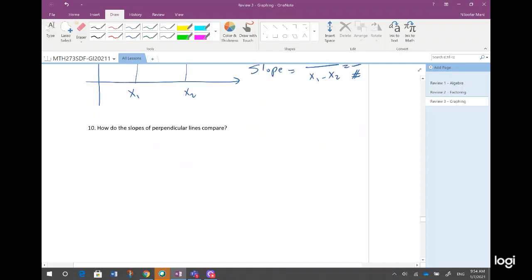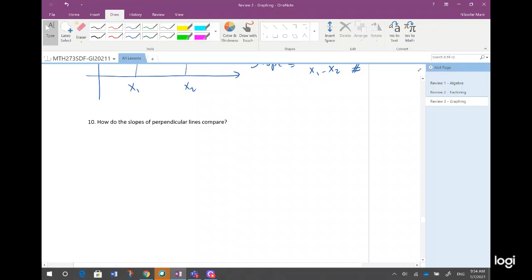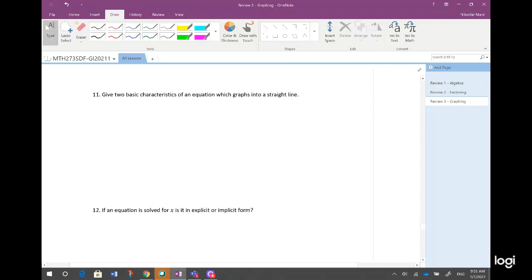How do the slopes of perpendicular lines compare? Here we talked about that. So this is L1, this is L2, and the slope of L1 is minus 1 over the slope of L2. So you have to flip and change the sign. These are perpendicular to each other. These are the important points that you need to know.